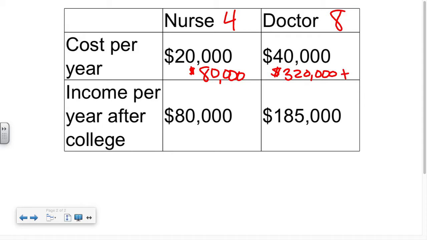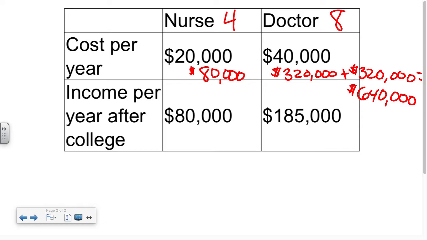And I'm spending $320,000 to get the degree. It's like a double whammy. That means that if I'm analyzing my total cost of becoming a doctor compared to becoming a nurse, I end up spending, this equals, $640,000 in actual and lost income to become a medical doctor. That's a lot of money.